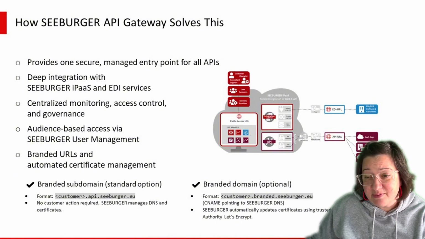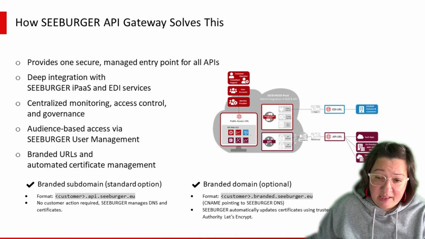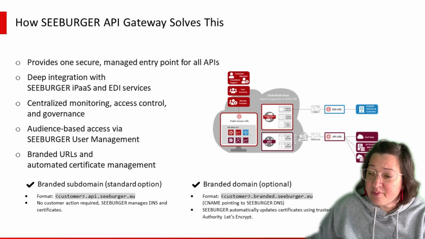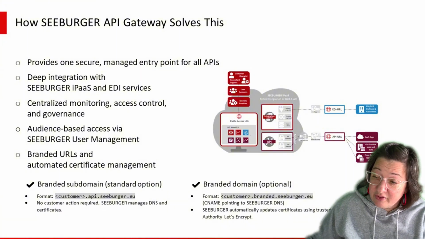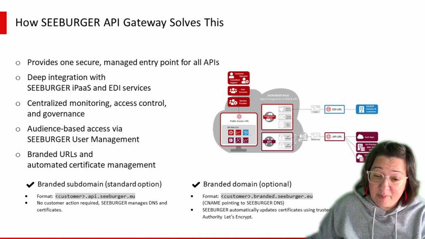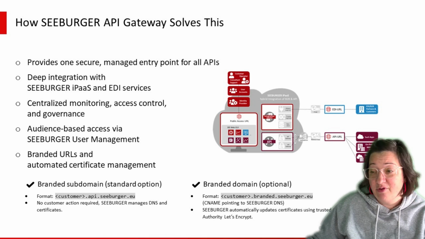For our customers, each API environment runs under a secure and branded domain, managed entirely by SEEBURGER. TLS certificates and updates are handled automatically, giving your APIs a professional identity without additional effort on your side. With this foundation, SEEBURGER iPaaS provides the perfect environment to securely publish, manage, and consume APIs right alongside your existing B2B and EDI processes.